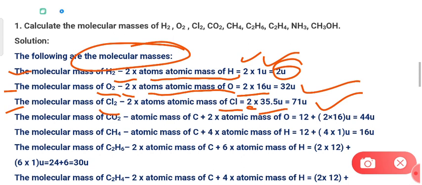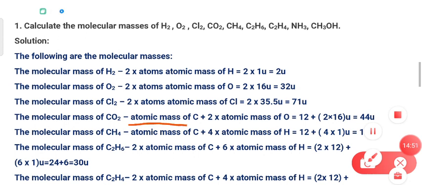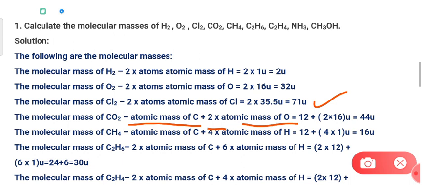Then molecular mass of carbon dioxide, what you will do is add the atomic mass of carbon and 2 into atomic mass of oxygen, right? There is one carbon atom, so atomic mass of carbon plus 2 into atomic mass of oxygen, because there are two atoms of oxygen. So 12 plus 2 into 16 becomes 44.